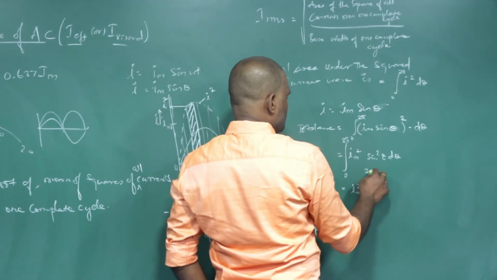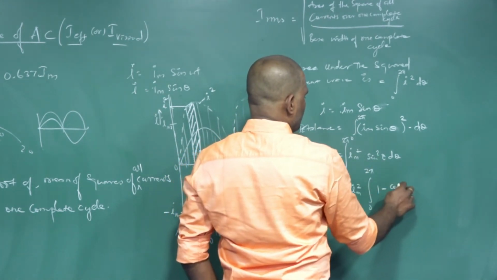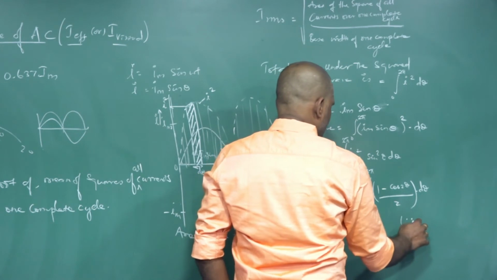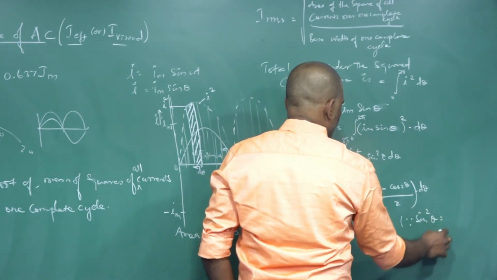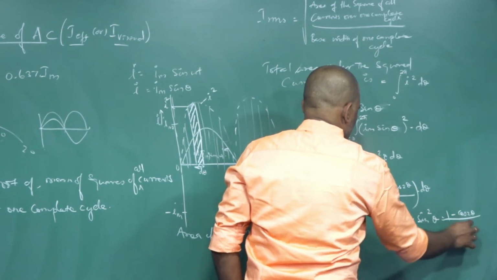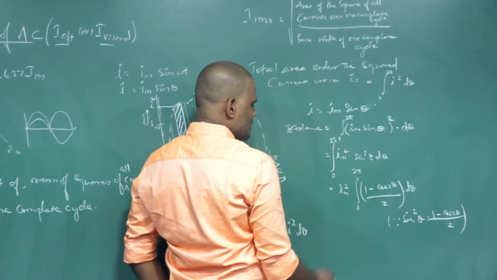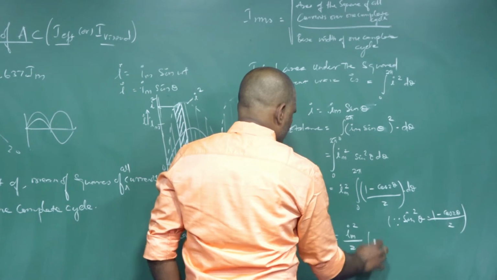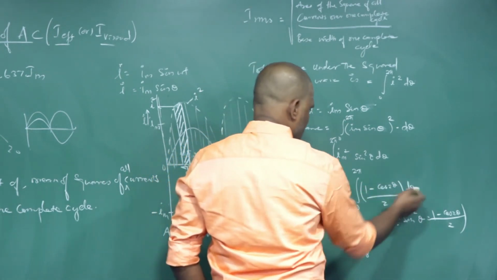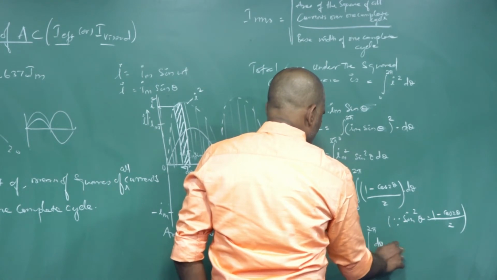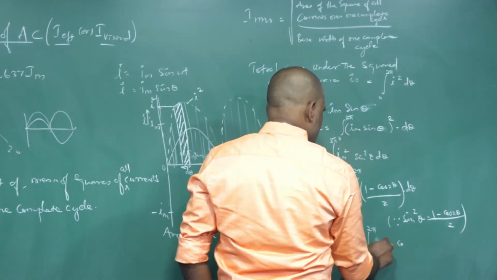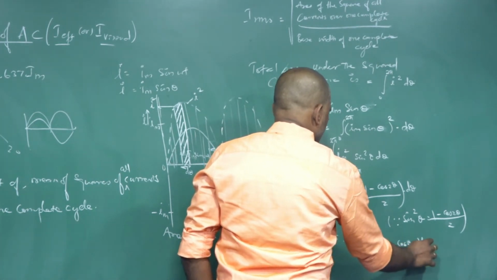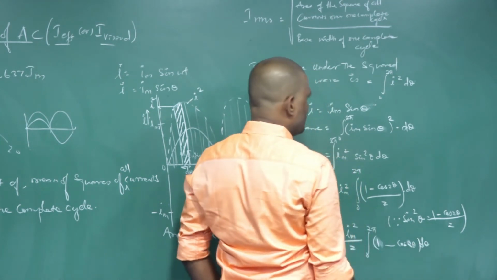Then the integral from 0 to 2 pi of sin square theta, where sin square theta is equal to (1 minus cos 2 theta) divided by 2, into d theta. The 2 is taken out, so Im square divided by 2, integral 0 to 2 pi. I am taking d theta inside, so I will have d theta minus cos 2 theta d theta, that is, (1 minus cos 2 theta) into d theta.